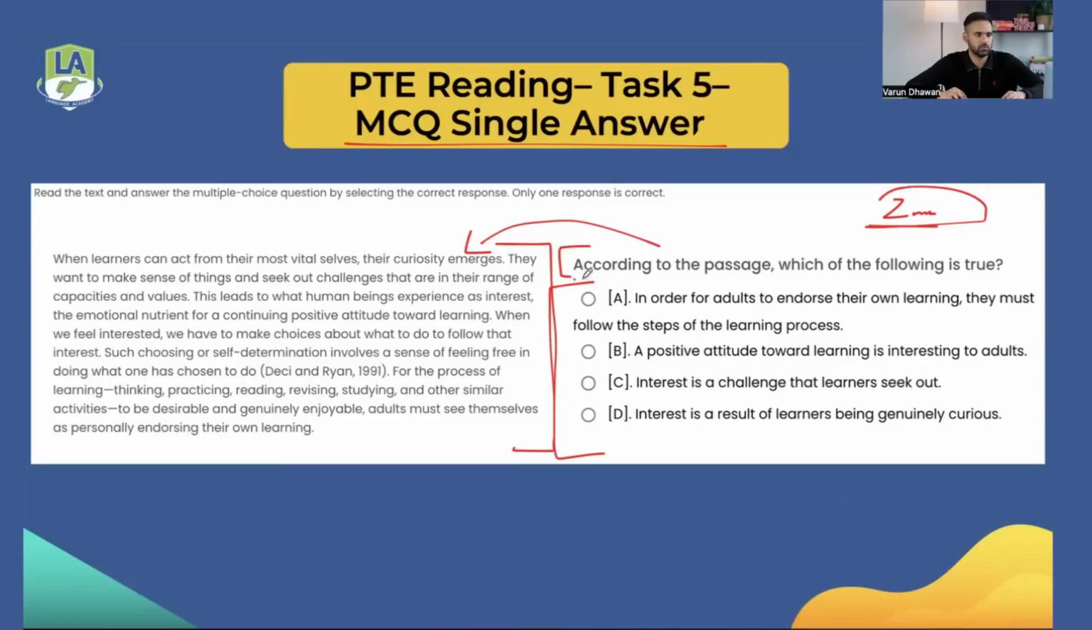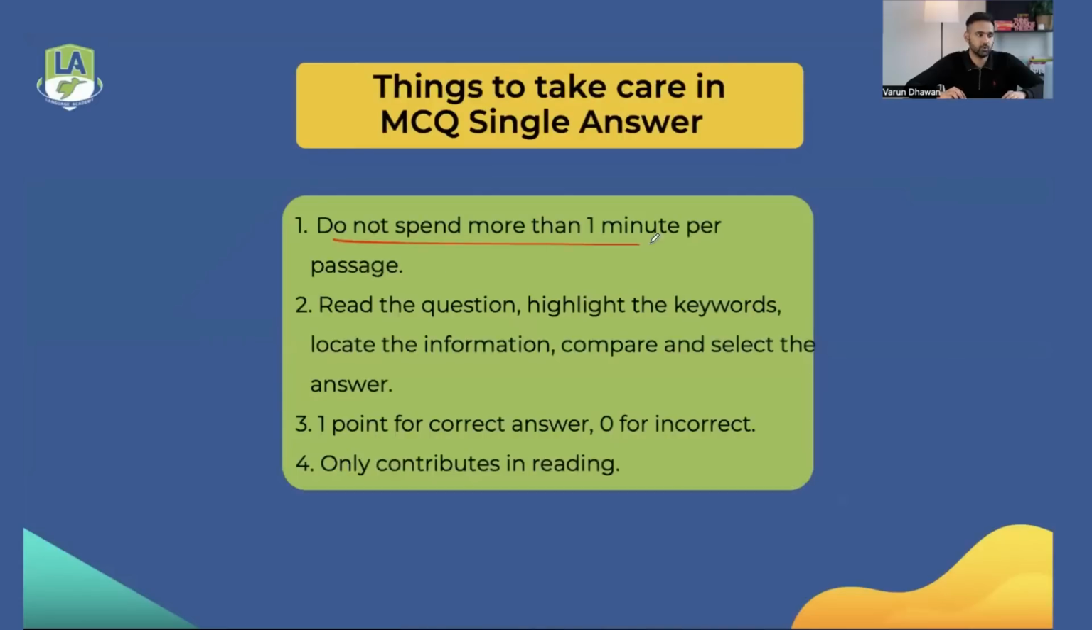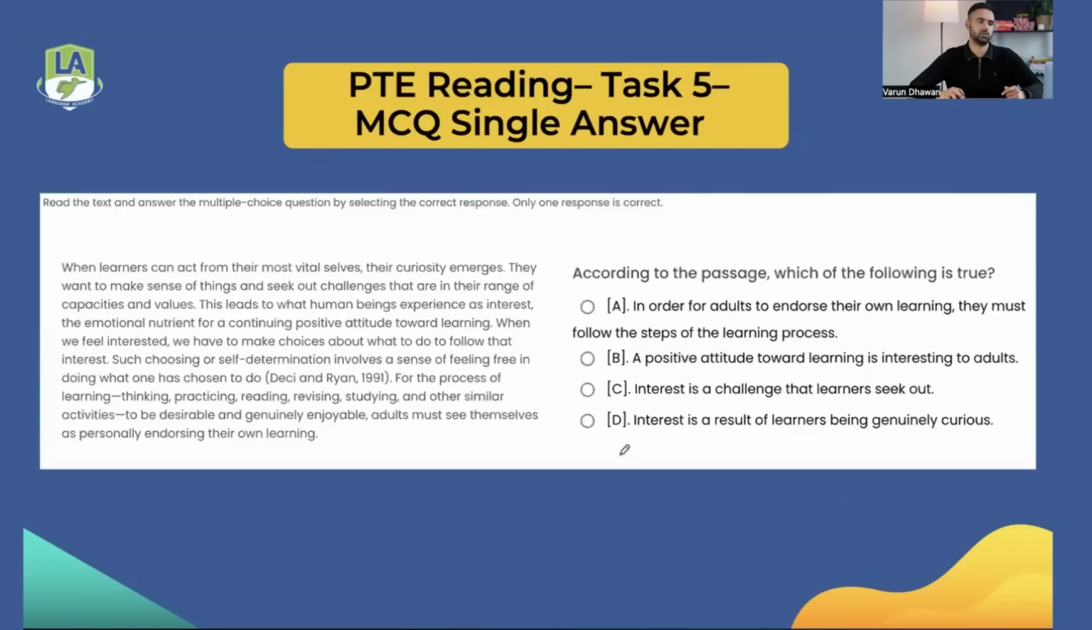So what you need to do is look for the question, what the question is asking you, locate the information in the passage, compare the information in the passage with the options, and select it. Do not spend more than 1 minute per passage. Read the question. Remember, highlight the keywords, meaning what they're trying to ask you, so that you know what you have to find out in the passage. Locate the information in the passage. Compare the information in the passage with the option and select the correct answer. You get 1 point for correct answer, 0 for incorrect. There is no negative marking, so do not leave it unattempted, and this only contributes in reading.